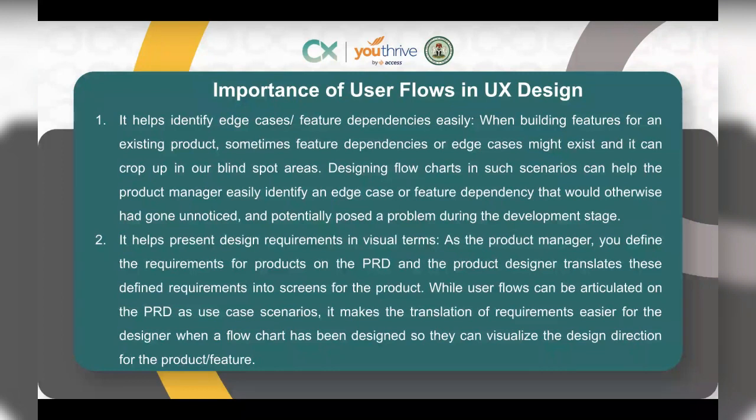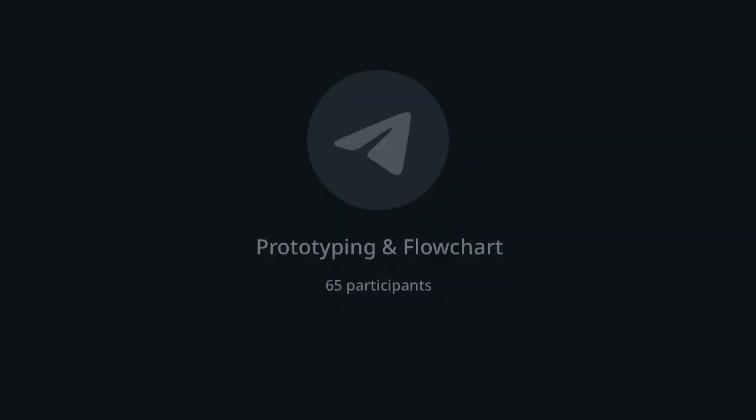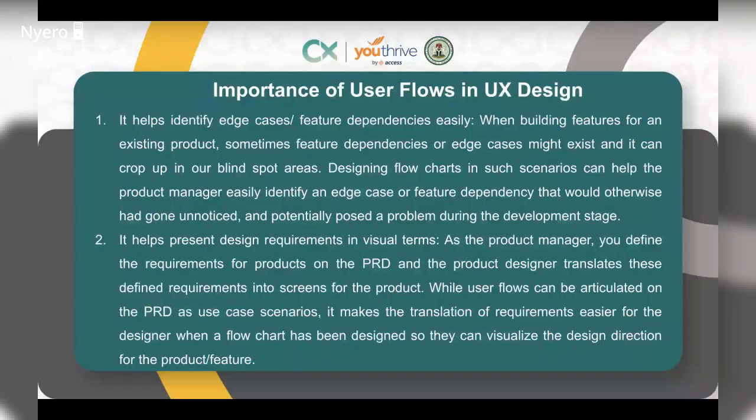Please fill your attendance. So as I was saying, an edge case is essentially when an unexpected scenario comes up during the user journey. Now, feature dependencies and edge cases can come up, and it is perfectly normal. But there are times when you can miss them if you are not mapping your flowcharts. If your focus is just on documenting or articulating your requirements for your user flows on the PRD, you will miss edge cases or feature dependencies, and they will not come up until your developers have started to code.